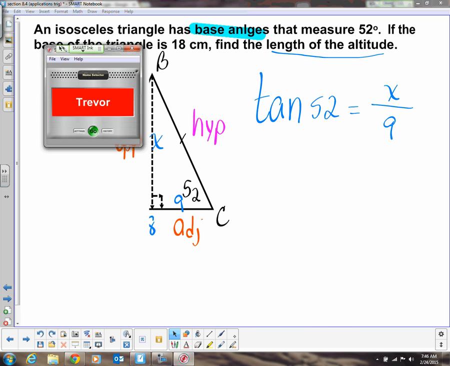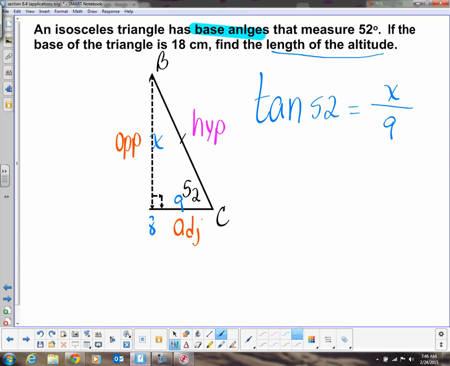So now how are you going to solve these? Trevor? Then you would multiply by 9. So 9 tan 52 is 11.52? What do you think? Did you? Yeah. I think Brittany did too. Is Brittany my recorder? Yeah.